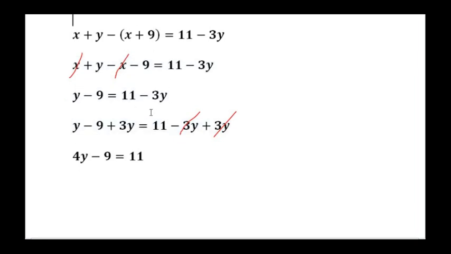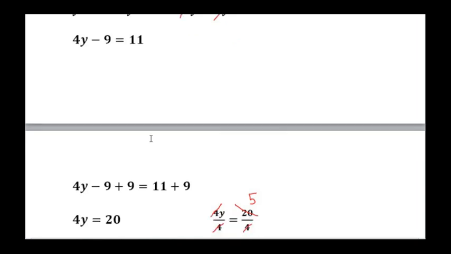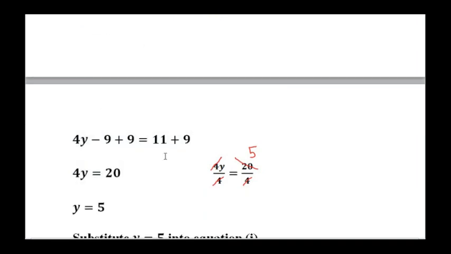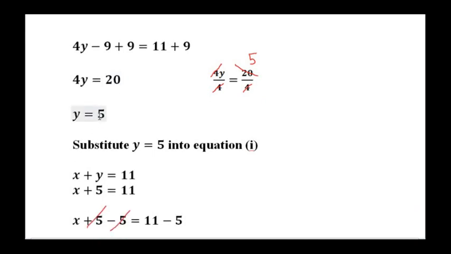I'll add 3y to both sides of this equation to eliminate negative 3y from the right side of this equation. We get 4y minus 9 equals 11. Now, let's add 9 to both sides of this equation because I want to eliminate negative 9 from the left side. So we get 4y equals 11 plus 9, 20. To solve this equation for y, we will divide both sides by 4. So we get y equals 5 because 4 times 5 is 20.